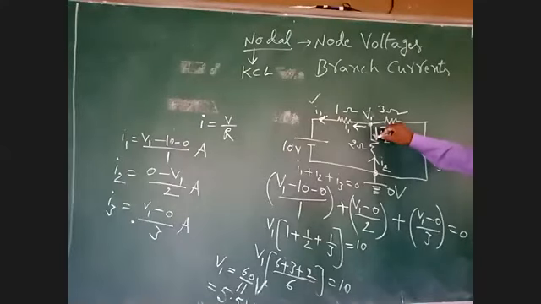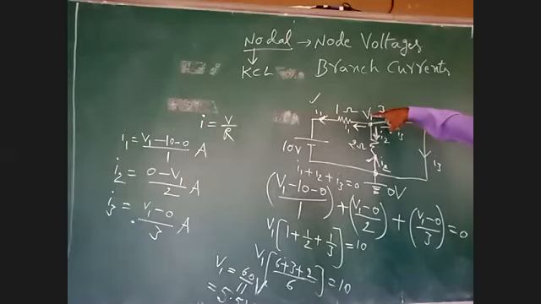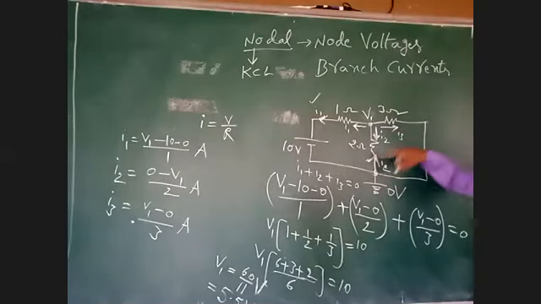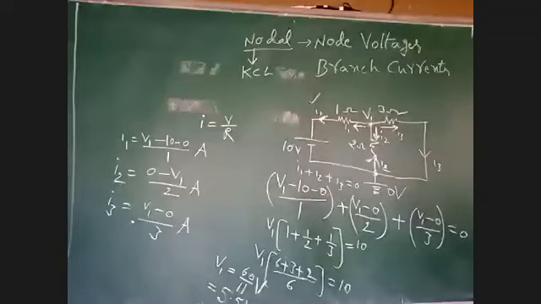Sir, for I2, is it V1 minus 0 by 2? No. If we consider the assumption, it is V1 minus 0 by 2, but the actual direction they are giving is opposite to this direction. Now if it is moving like this, 0 is at higher potential and V1 is at lower potential, so 0 minus V1 divided by 2. If the arrow is like this, it is V1 minus 0 by 2. But what is the direction? From 0 to V1, so 0 minus V1 by 2. Is it okay? Yes, sir.